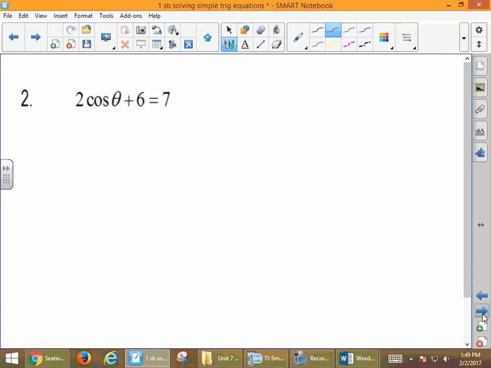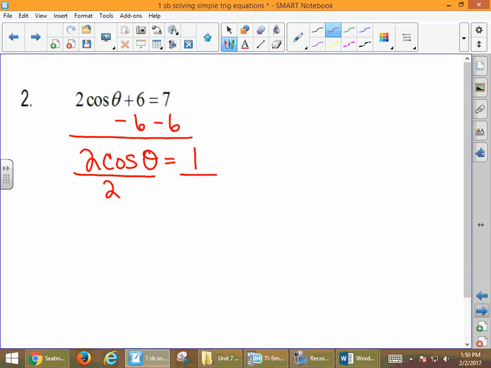Let's try another. Again, solving equations. You didn't make it to pre-calculus without being able to solve an equation. What's our first step? Subtract 6. Once again, we want to get our variable by itself. When we read this, 2 times cosine of theta equals 1. So what's our inverse operation of multiplication? Division. We're going to divide. So cosine of theta is 1/2.